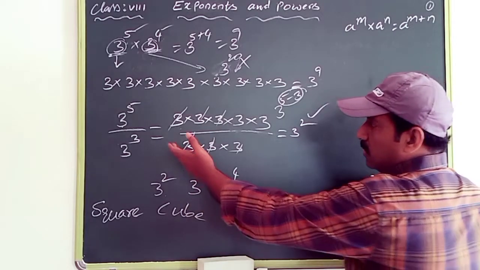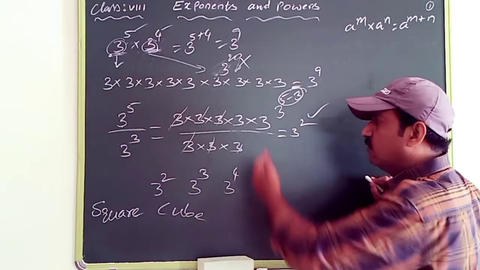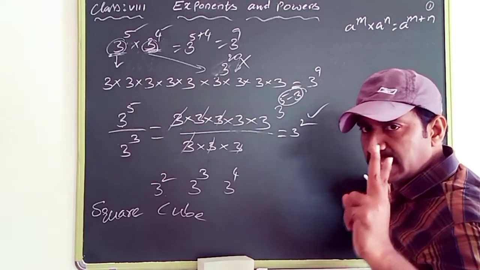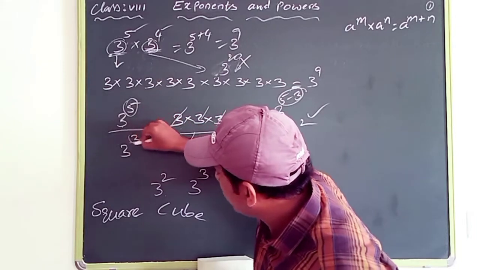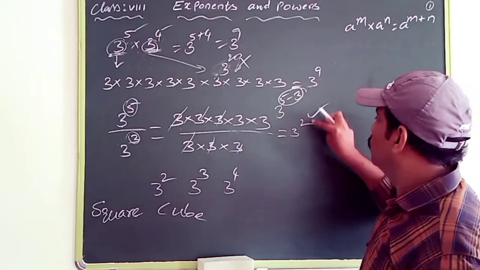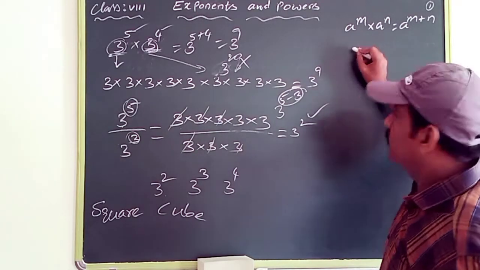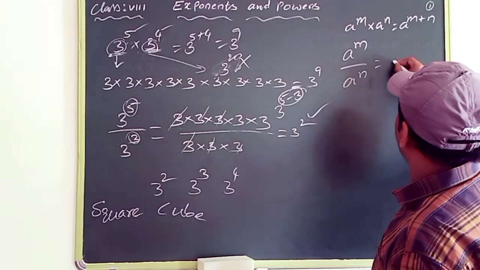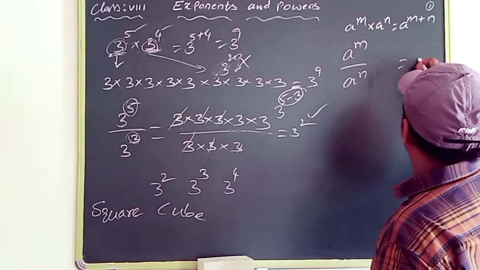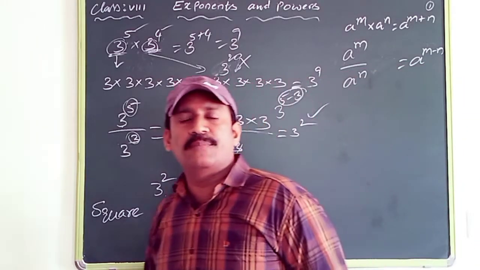See, 3 power 5, 5 times we have written. 3 power 3, 3 times we have written. We cancelled, we got two 3's, that is 3 square. That means when you subtract, 5 minus 3 is equal to 2, that is 3 square. That is the second formula we found here: a power m divided by a power n is equal to a to the power of m minus n. M minus n we have to subtract here, children.